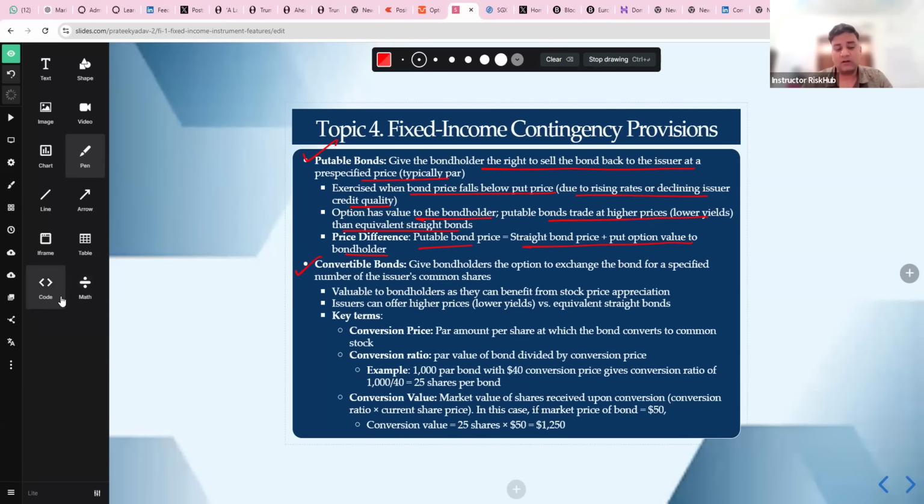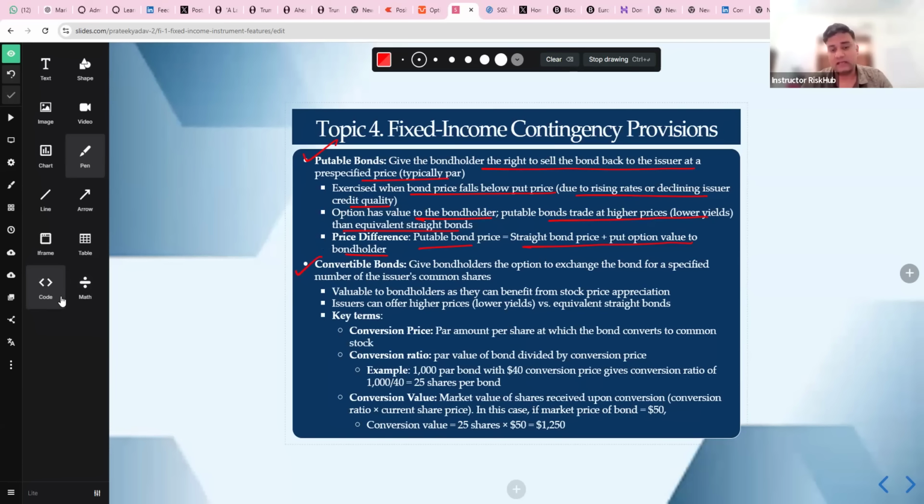Then we have convertible bond. A convertible bond gives the bondholder the option to convert the bond into equity shares. The key term here is the conversion price, which is the price at which the bond converts into shares. Conversion ratio, which is par value divided by conversion price.